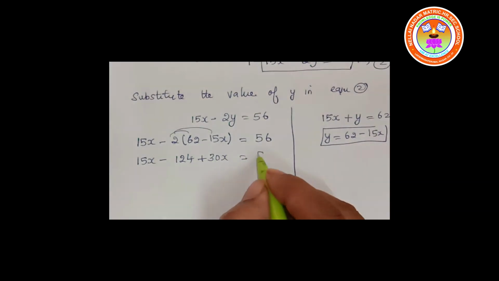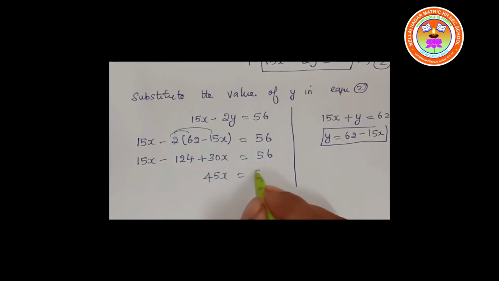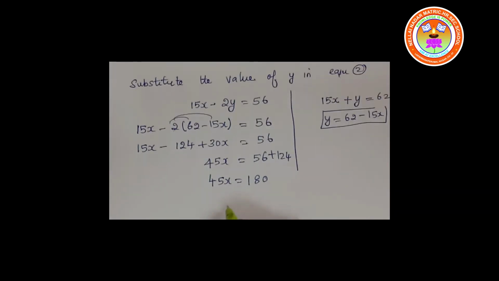30x is equal to 56. 30 plus 15x is 45x. That is equal to 56 minus 124 changes to plus 124. So 45x is equal to 56 plus 124: 6 plus 4, 10, carry 1; 5, 1 plus 5, 6, 6 plus 2, 8. So that is 180.